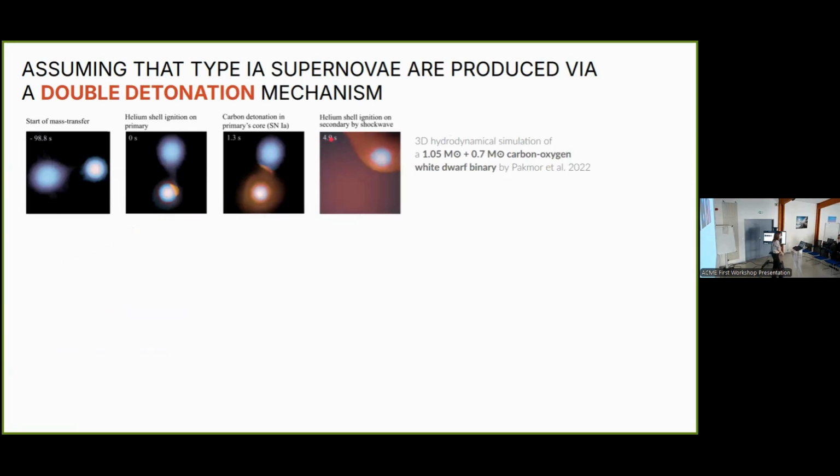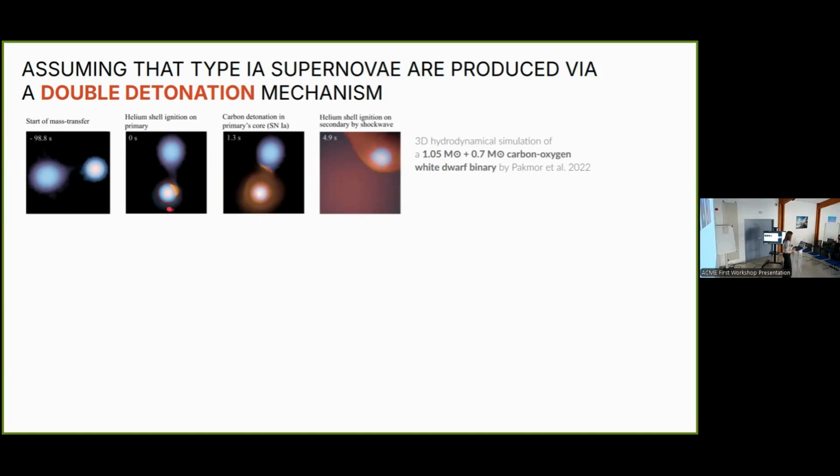There are multiple models, and the one that I used is called double detonation. In my non-expert understanding, this is one of the leading mechanisms out there. We are now looking at snapshots from a 3D hydro simulation of a 1 plus 0.7 solar mass carbon-oxygen white dwarf binary. Here we are 10 seconds away from the type 1a explosion, and the secondary, this fluffier white dwarf, starts transferring mass onto the primary.